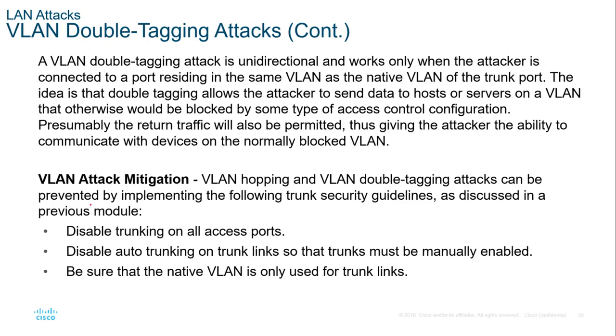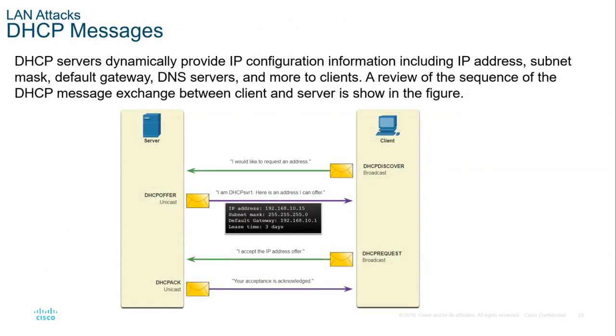So for VLAN attack mitigation, VLAN hopping and VLAN double tagging can be prevented by implementing the trunk security guidelines as discussed in the previous module. Then you can disable trunking on all access ports, disable auto trunking on trunk links, then be sure that the native VLAN is only used on trunk links.